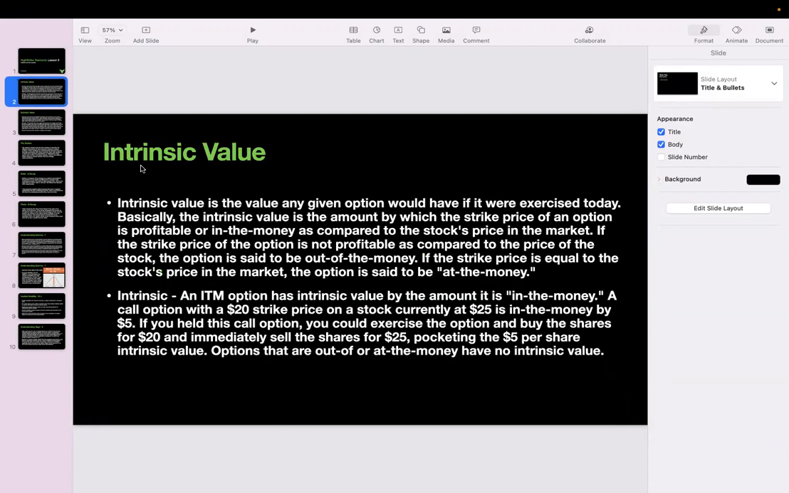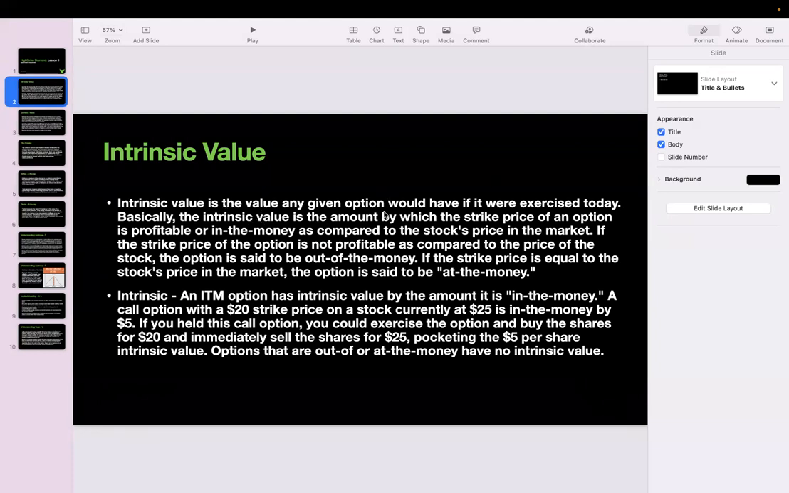So intrinsic value, we'll start here. Intrinsic value is the value any given option would have if it were exercised today, right? So you have in the money options, you have out of the money options. Out of the money options, if exercised, just like the gas contract I was using the other day, wouldn't have any value if the price of gas was $3 and I have a right to buy it at $4, right? Because who wants to buy gas at $4 when you can just buy it at $3? So if I have one at $2, then that actually has value. So that's the intrinsic value, right?